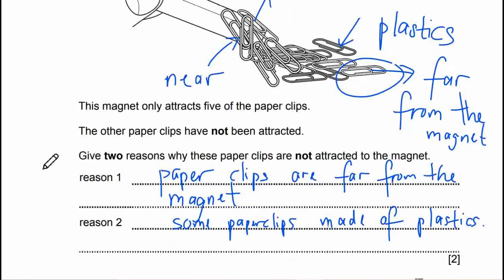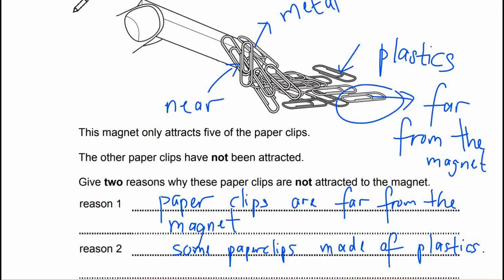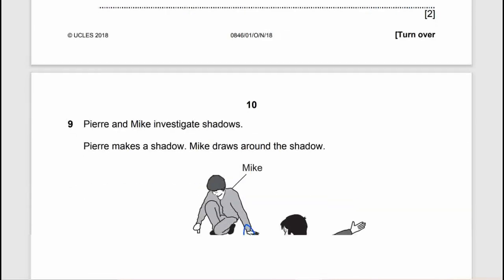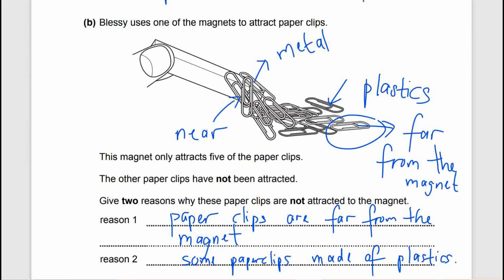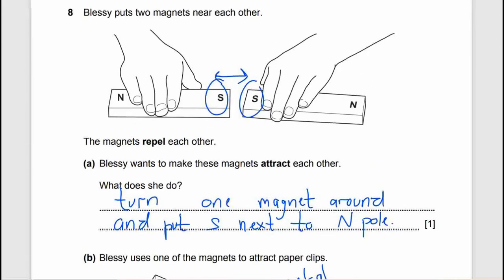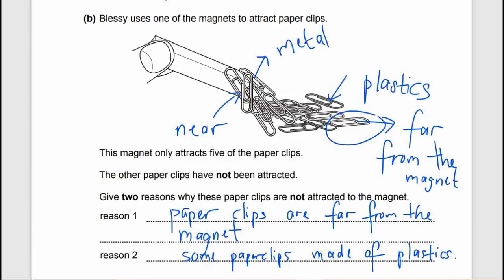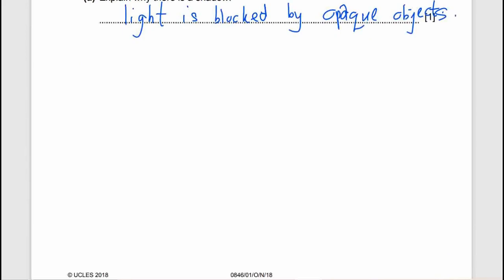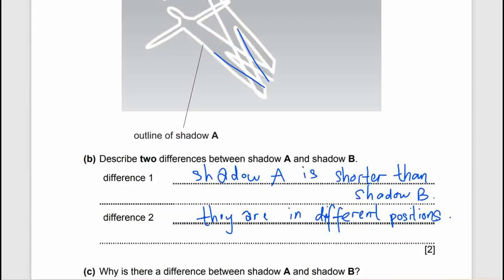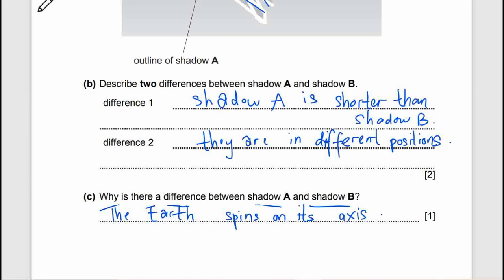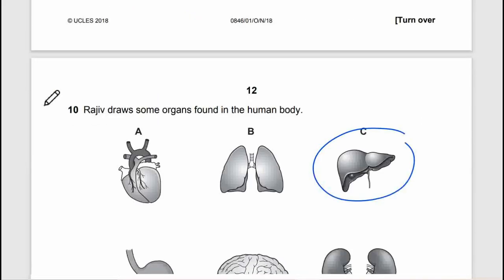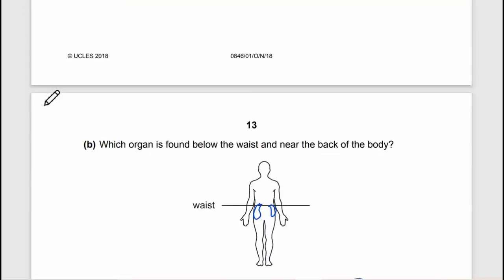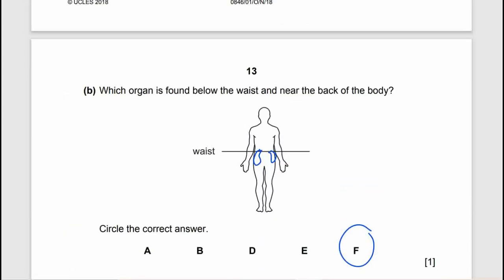This is 8A and 8B. And this is question number 9 MarkScheme, 9A, 9B and 9C. And this is the MarkScheme for number 10A and 10B. So that's it for today.